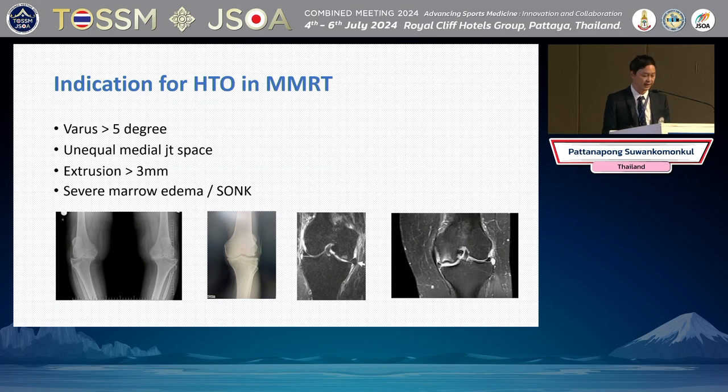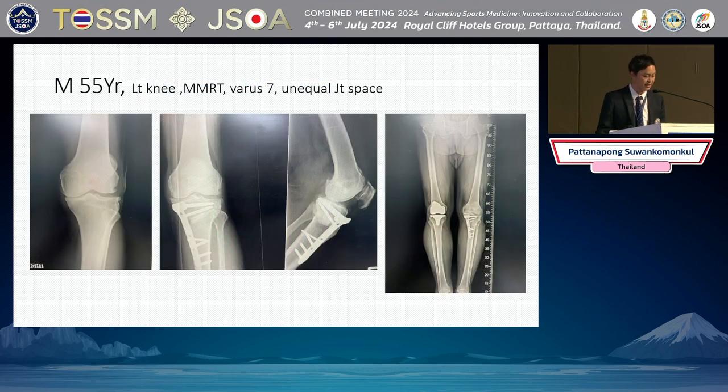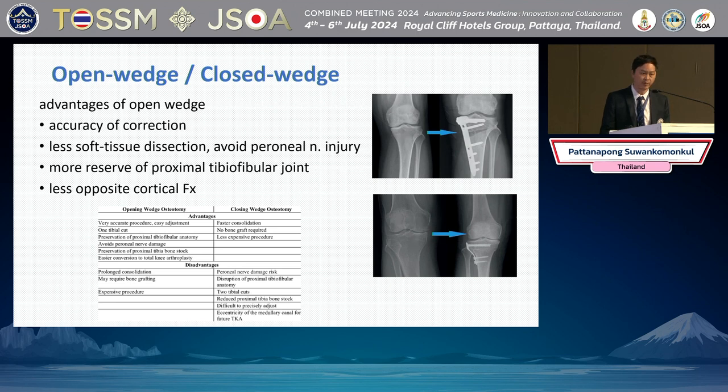So what are the indications for the HTO in the root tear? Varus more than 5, unequal medial joint space, extrusion more than 3, and sometimes you also have necrosis or a subchondral bone edema. So in this case, I performed many years ago. He had a root tear with varus. I just did the HTO, and now he's quite good. But on the other side, the cartilage is gone a lot. I perform TKA.